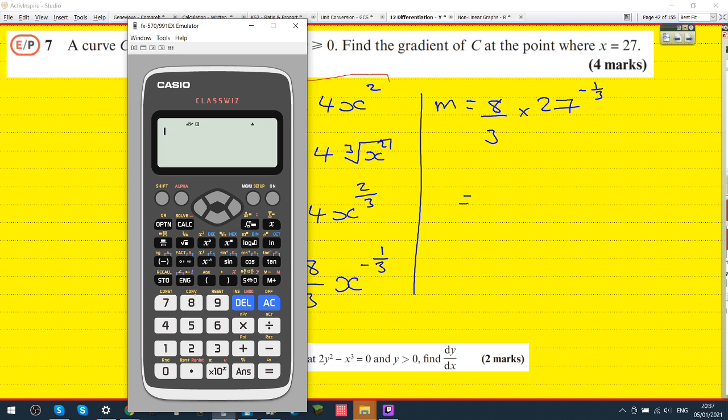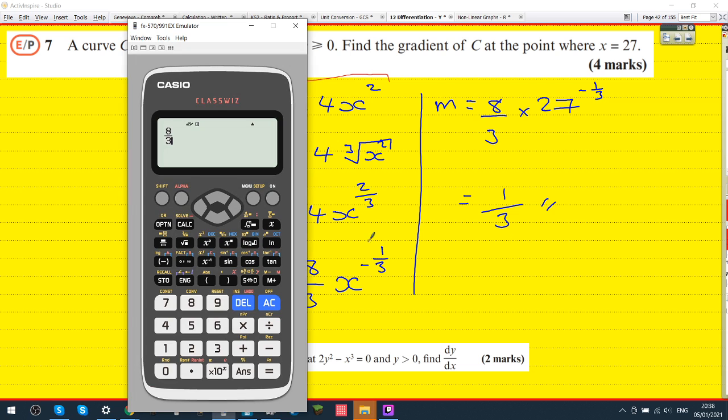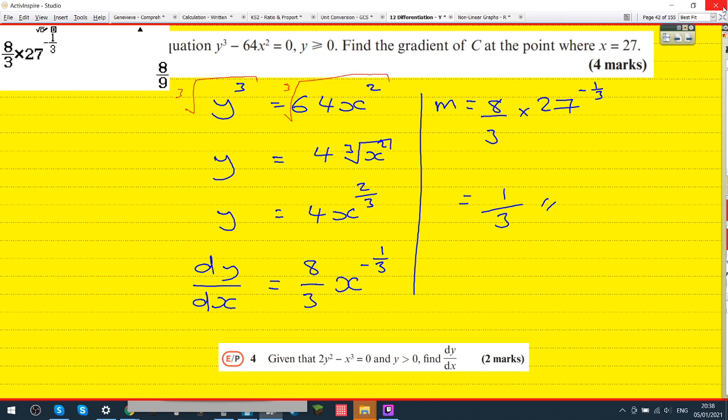Which gives you a third. A third? I thought it would be a nice answer. Not as the final answer. You have x, as in 27 to the power of minus a third, which is a third. And then that answer multiplied by 8 over 3, which is 8 over 9. Great. That's 8 over 9.